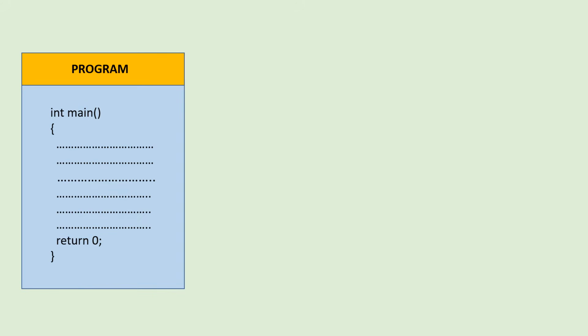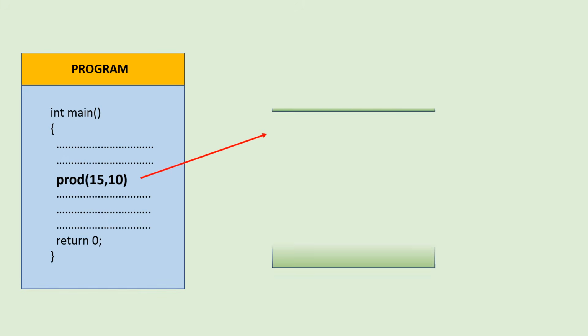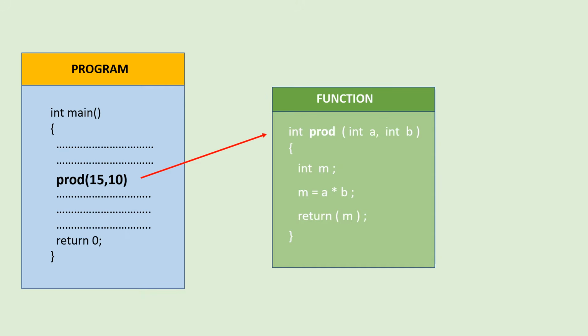Suppose there is a bigger program with several functions. This program needs to find the product of two numbers at some point within it. Then this program will invoke the prod function that we just wrote, along with the two parameter values, 15 and 10. Program control then shifts to the function named prod. Remember that a function can be written within the same program file, or within other external files.